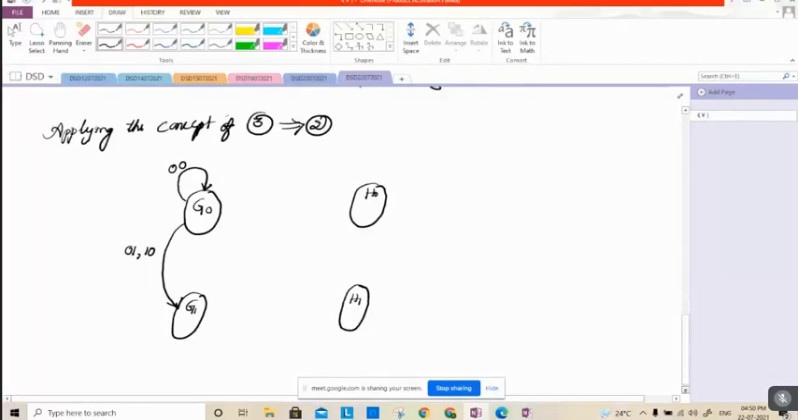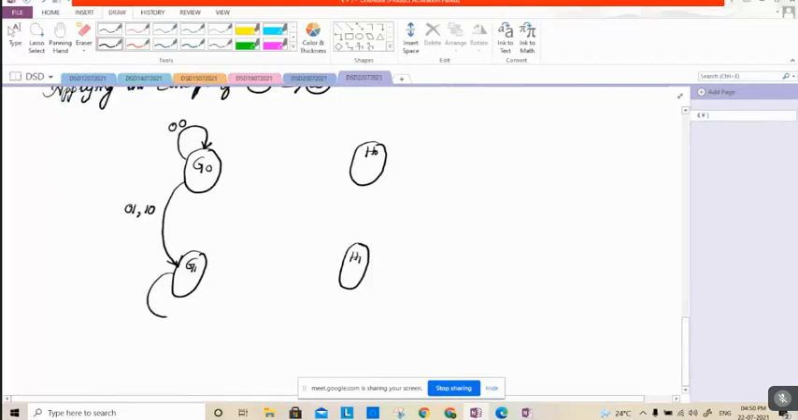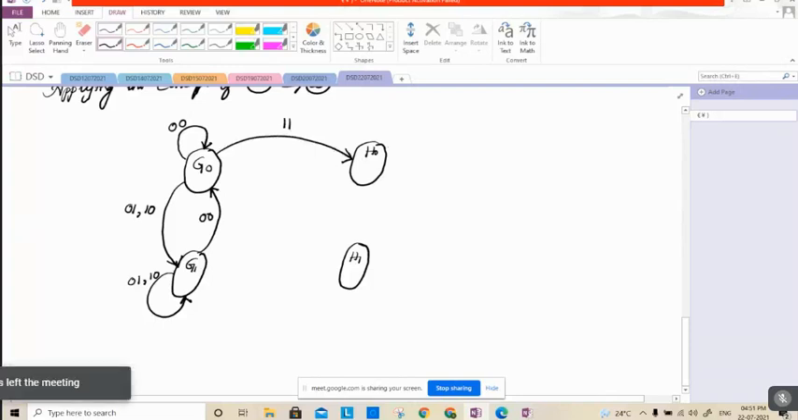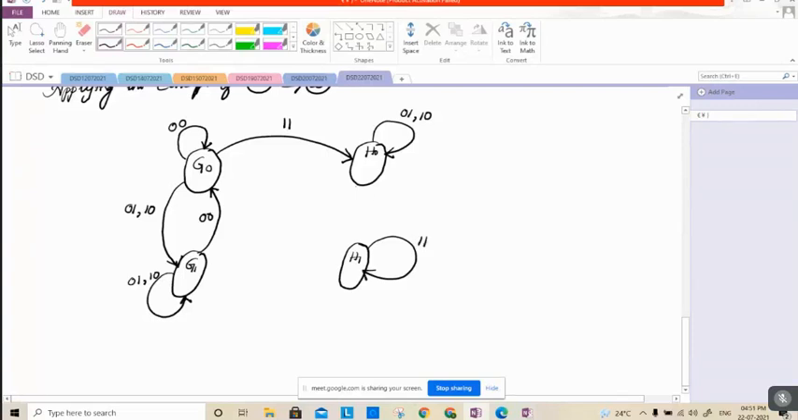And what about this? 0, 1, 1, 0. Now what about this? 0, 0. What about this line? 1, 1. And what about this line? 0, 1, comma 1, 0. What about this? 1, 1.